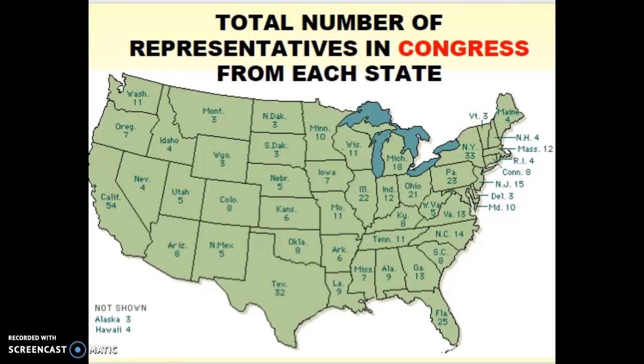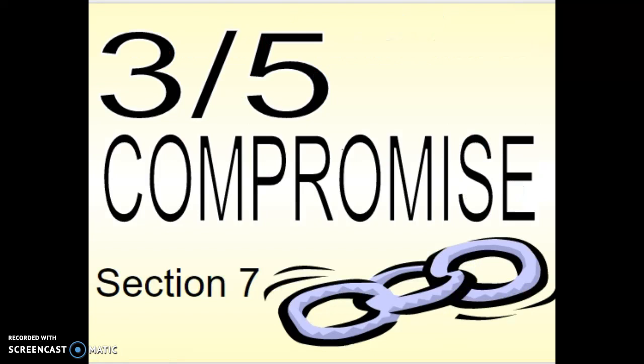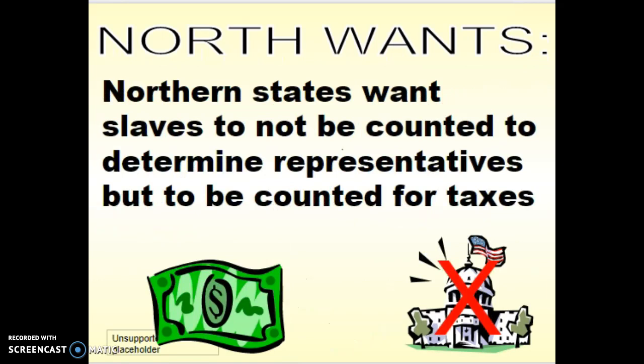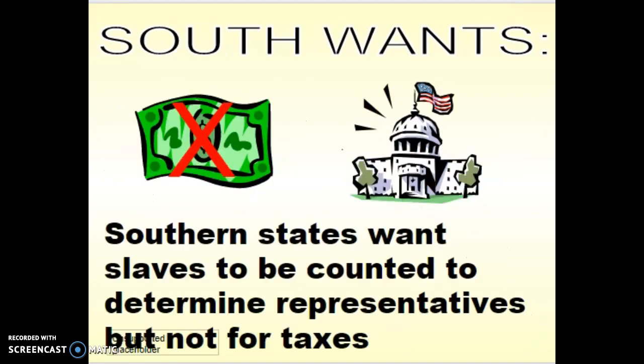The other main compromise was the 3/5 compromise. This went over the topic of slavery. So in the South, they thought they should be counted for population so they could have more representatives in Congress, but the northern states didn't like that. The North said, okay, you can count them for taxation, but not for voting rights. And the South said, no, we want to count them for voting rights, but not taxation.